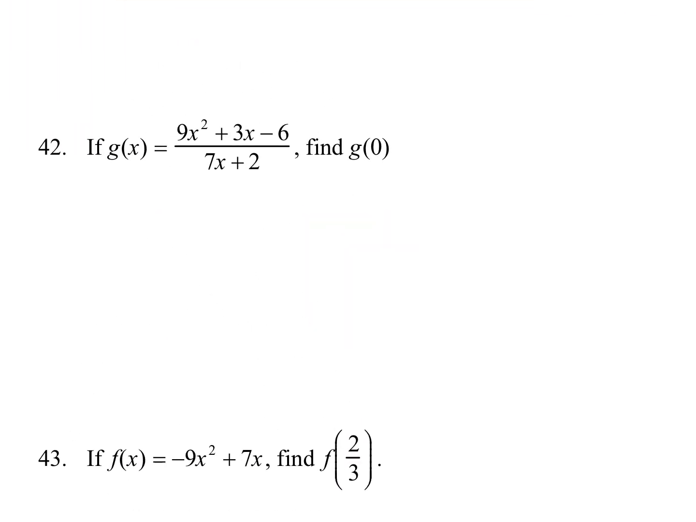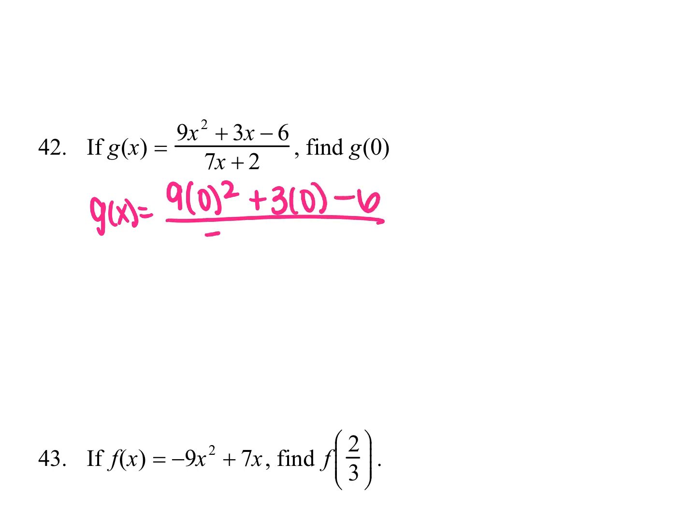For number 42, you have to find g of 0 in 9x squared plus 3x minus 6 over 7x plus 2. Anywhere and everywhere we see an x, we're going to plug in that 0 for it. So g of x is equal to 9 times 0 squared plus 3 times 0 minus 6, all over 7 times 0 plus 2. Anything that's multiplied by 0 cancels out. So we are just left with g of 0 is equal to negative 6 over 2, which is just negative 3.